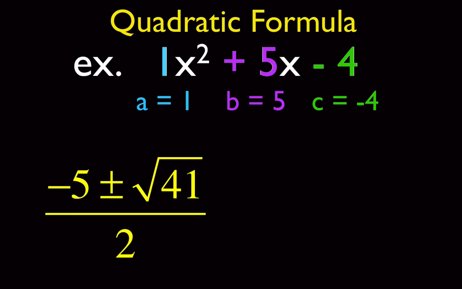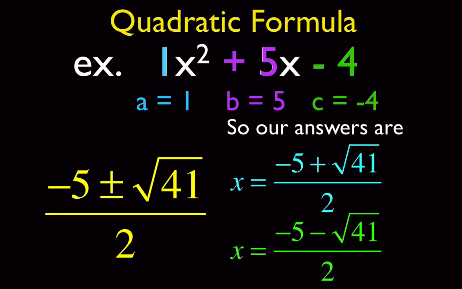And now here we're done. So if you remember from before, sometimes instead of a 41, it'll be something like a 36, and then, oh, the square root of 36 is 6. If you don't know, like in this case, then you're going to have to leave it with the square root of 41 in there. So normally our answers would be the two things: -5 plus square root of 41 over 2, and -5 minus square root of 41 over 2.